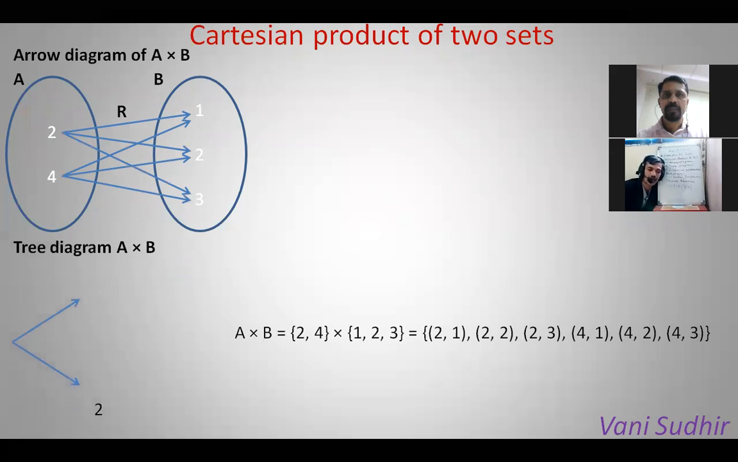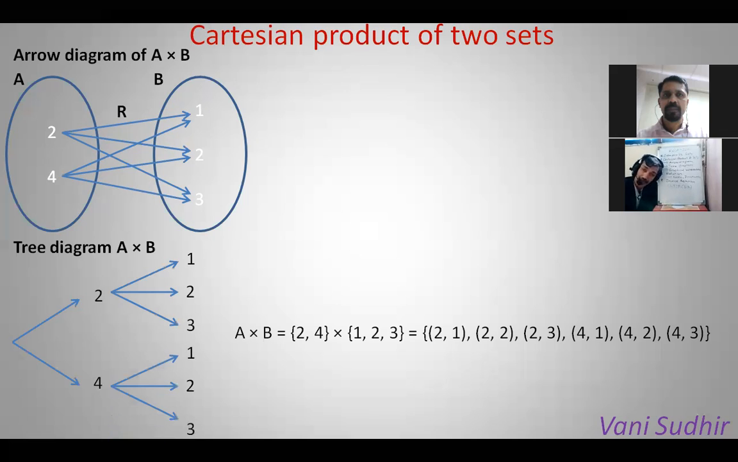In the first branch, you will have the elements of the first set, that is 2 and 4. In the second branch, we'll pair these elements to the elements in the second set, that is B: 1, 2, 3 will pair. (2,1), (2,2), (2,3). Next, we'll pair the other branch also: (4,1), (4,2), (4,3).